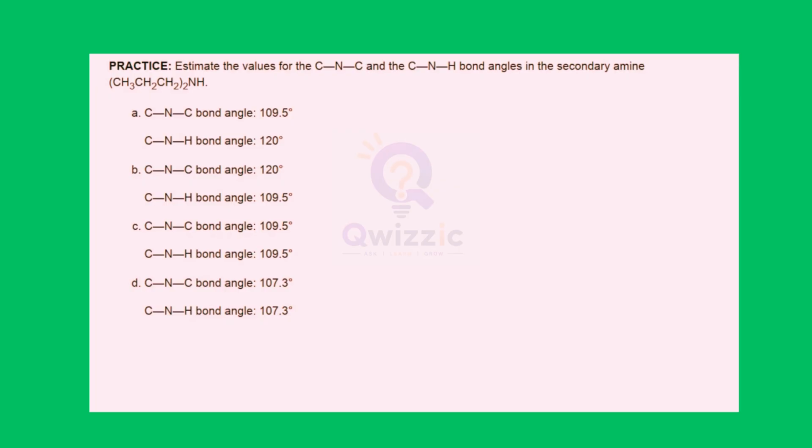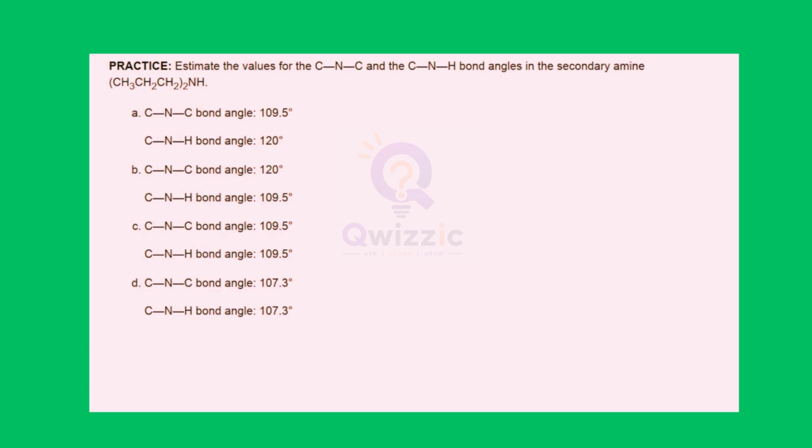So this question is asking us to estimate the values for the CNC and the CNH bond angles in the secondary amine dipropylamine. Here we have 4 different answer choices labeled A through D, proposing different values for both bond angles. These values include 109 or 109.5 degrees, 120 degrees, or 107.3 degrees.